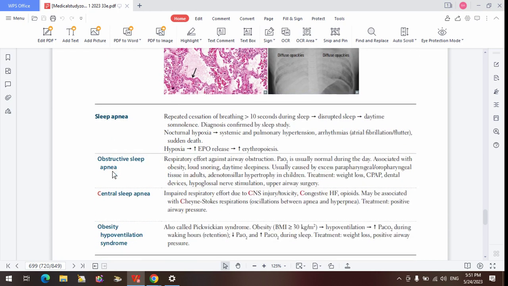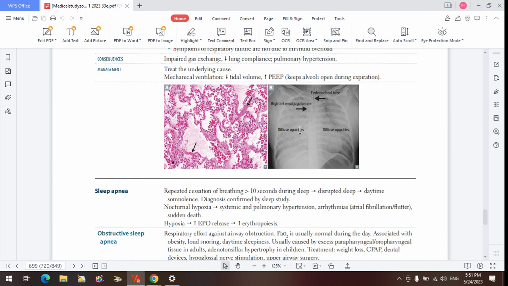Okay. So this is the X-ray finding. You can see the diffuse opacity within the lungs because of the edema, fluid accumulation everywhere.